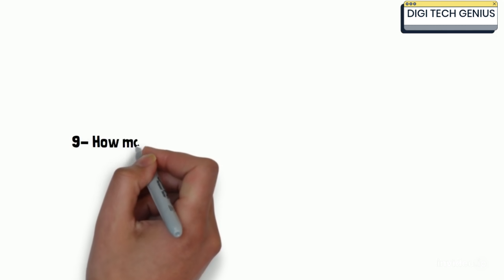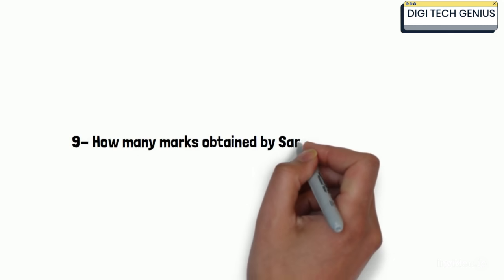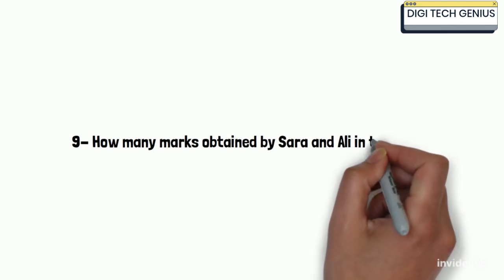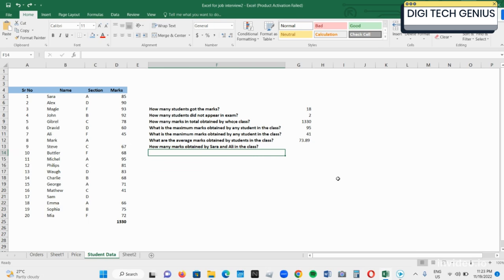Now suppose the employer puts up the question in front of you: how many marks were obtained by Sarah and Ali in the class? So how will you find out the answer for that? To find out the marks obtained by Sarah and Ali, what we'll do first is put the name Sarah here and Ali here, because we'll look up their names. To make it a little separate from the question, we just put some indenting over there, increasing the indent by clicking two times.